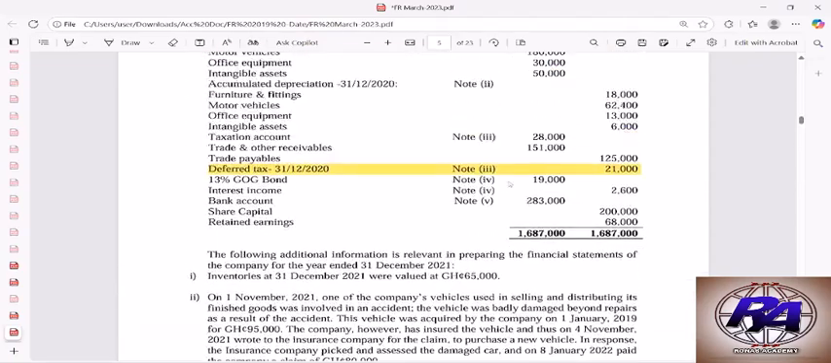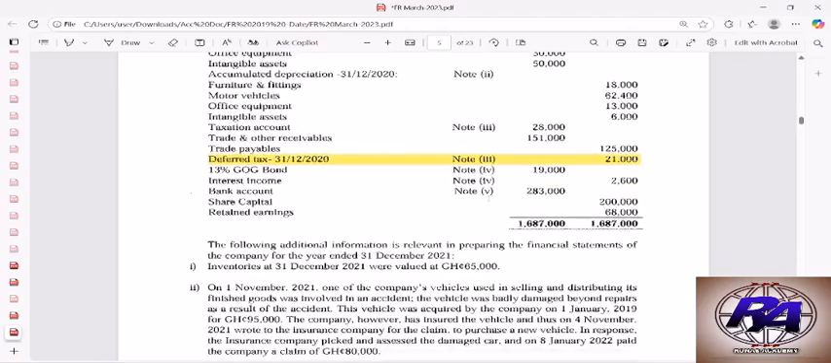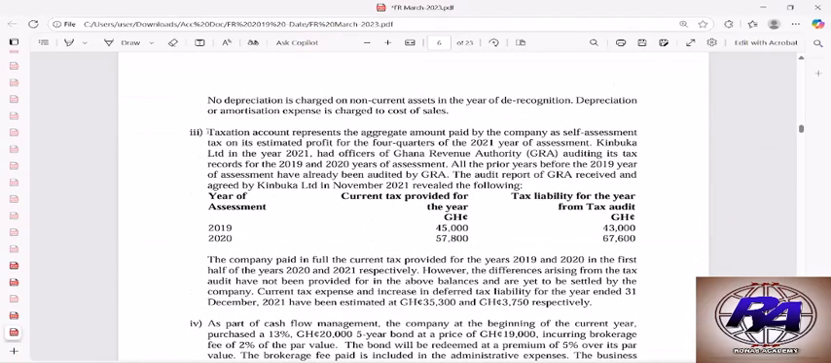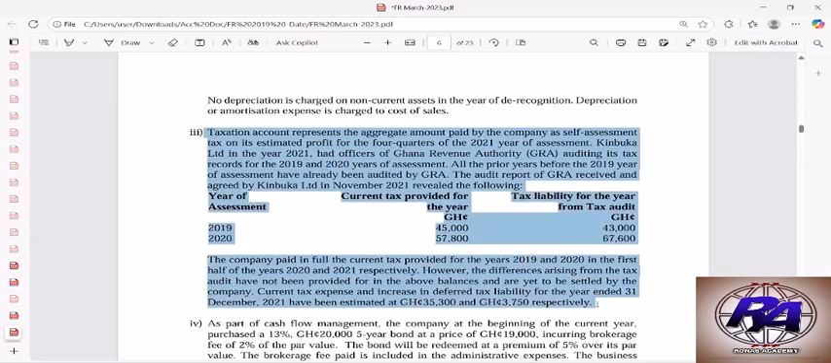Let's go to the additional information 3. So we have more information on that. We were not given any information on current tax, but I think it's part of this one. That's why it's very broad over here. Okay, let's read.